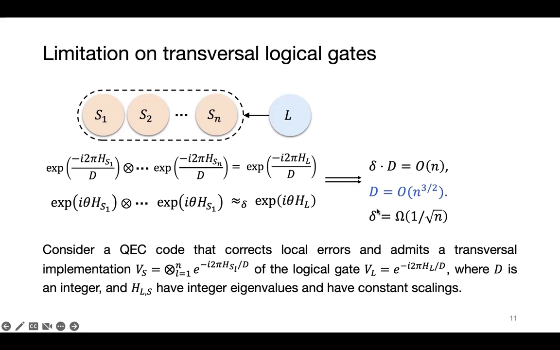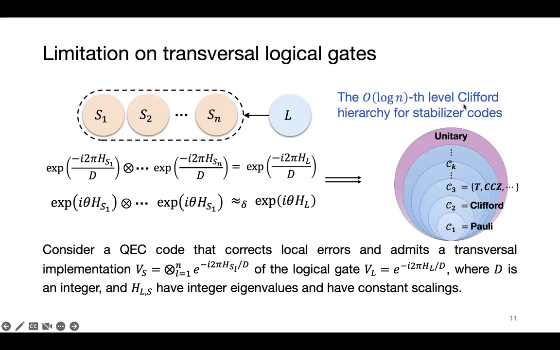And combining these two, we can prove that D is upper bounded by the scaling of n to the 3 over 2. So it basically provides an upper bound on the precision of this transversal logical gate. As an example, if we consider a stabilizer code, it means that this type of transversal logical gate cannot go beyond O of log n's level in the Clifford hierarchy. So it shows that by considering this approximate symmetry property of the error code, it is possible to get a bound on the gate precision using our results.